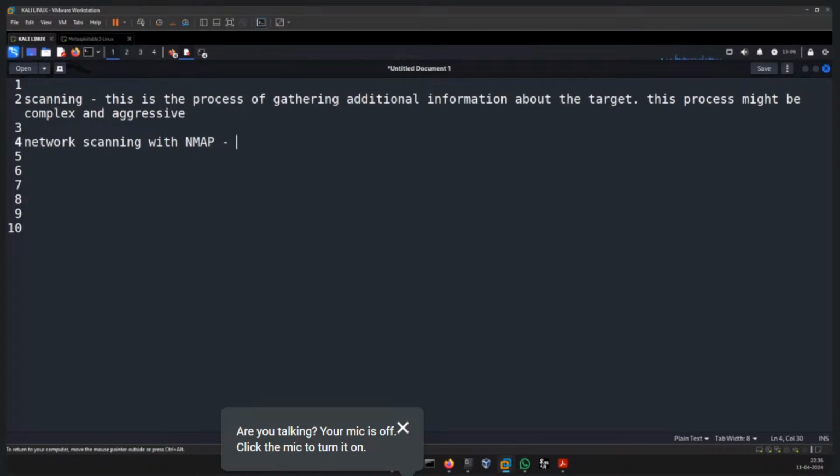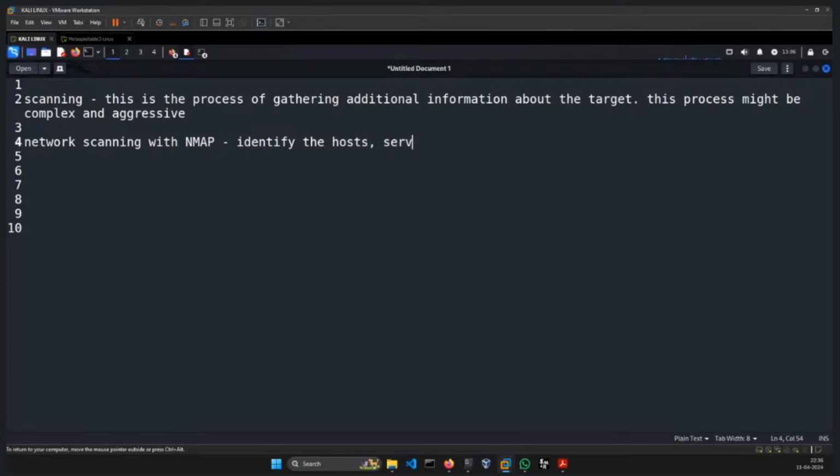So what do we actually do in this scanning? We identify the hosts, the services, the operating systems. We find out those kinds of things that are present or running in the network on which we will perform our scanning. There are different kinds of scanning types as well. I mentioned network scanning, but there are others as well.